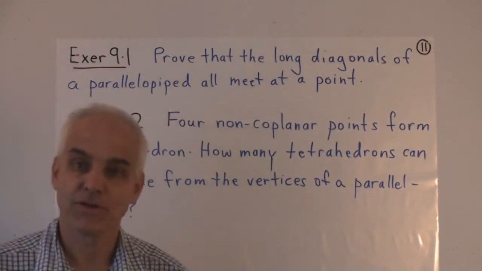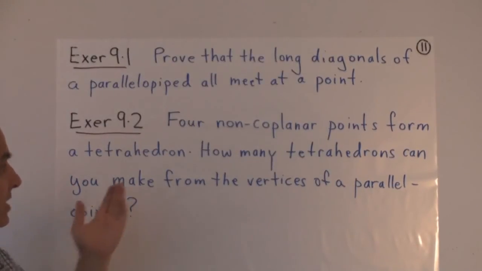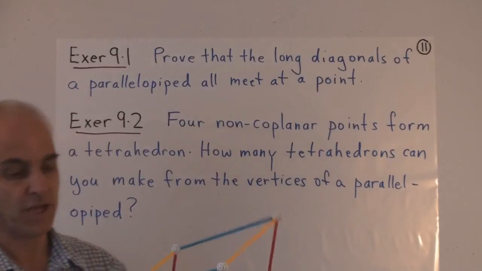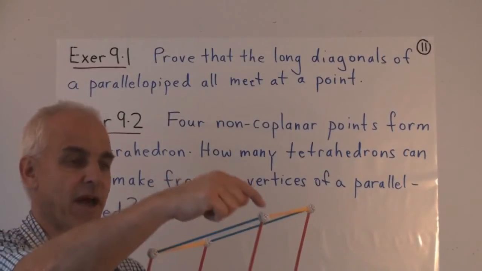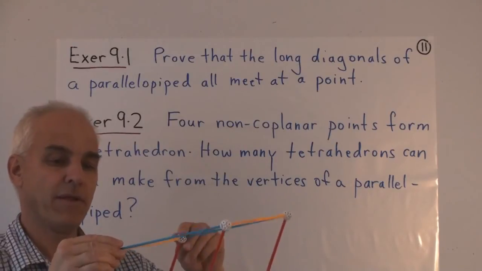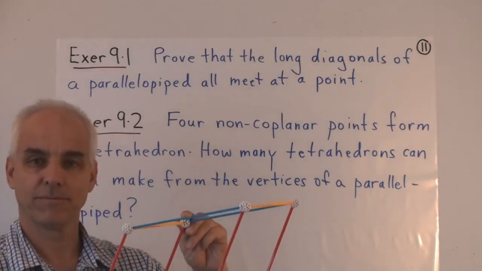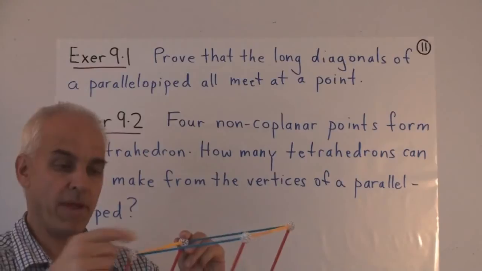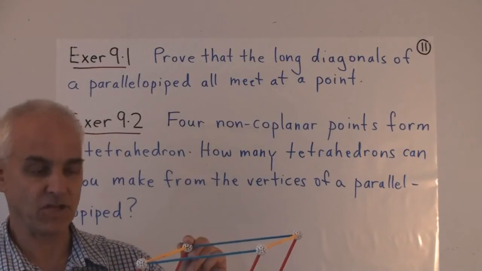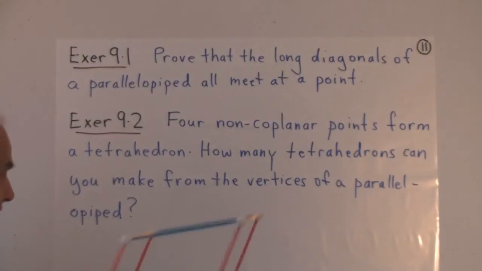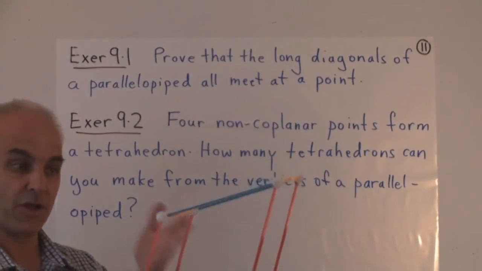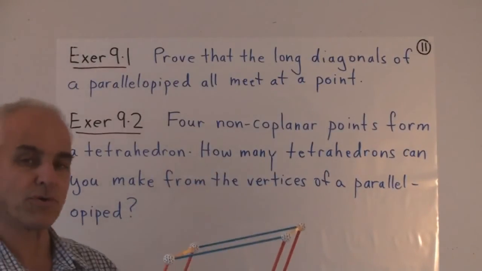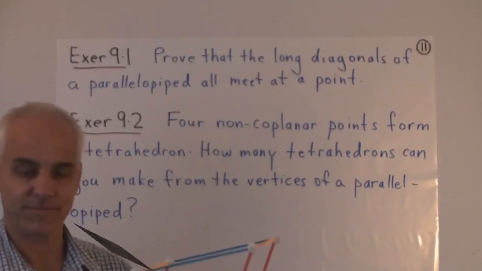Exercise 9.2 concerns tetrahedron. What is a tetrahedron? Well, it's just what you get when you have 4 non-coplanar points. So if you choose any 4 points, let's choose 4 points here. Say that one, and that one. Those 3, together with this one here. Those 4 points are not all in a plane, and so they form a tetrahedron. That's a configuration. And the question is, how many tetrahedrons can you make from starting off with a basic parallelepiped? So just using the 8 corners or vertices, how many tetrahedrons are there?